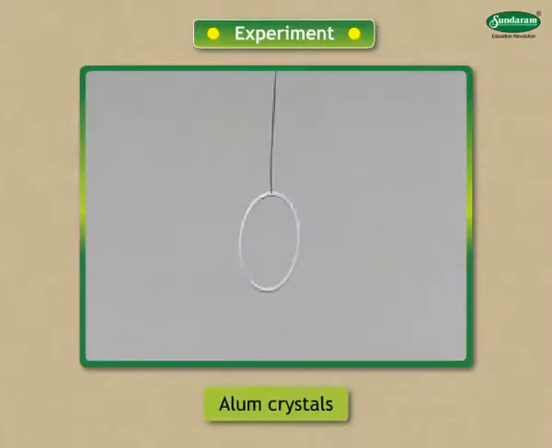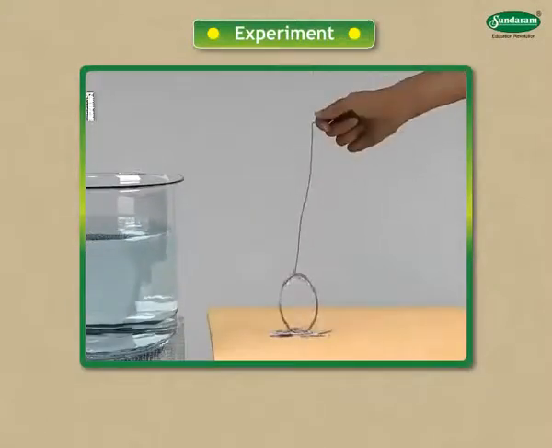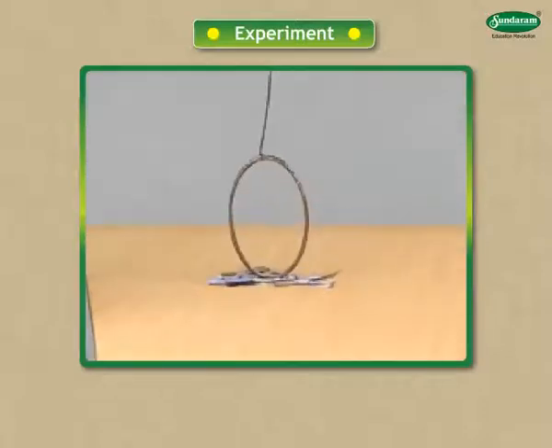As alum crystals have grown on it, the ring looks white and has grown somewhat in size. Now, break the crystals. You will see the wire ring again. This means the wire did not grow by itself. It looked bigger only because of the alum crystals.